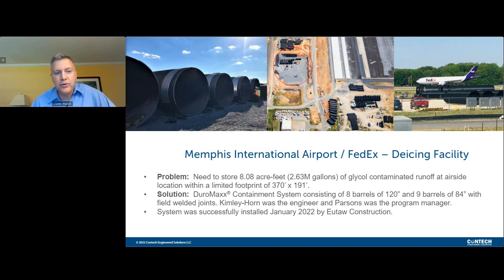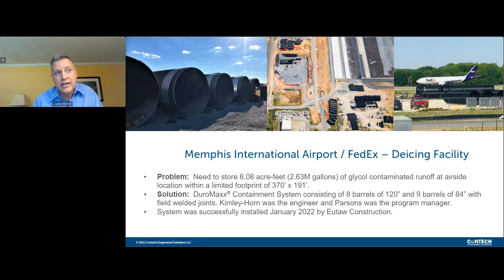This next example is at Memphis International Airport. Many of you may be aware that Memphis Airport is the busiest cargo airport in the United States and #2 in the world. And that's because it's the home to FedEx. This is the FedEx World Hub. FedEx has more than 400 cargo flights per day, and they move over 180,000 packages per hour.